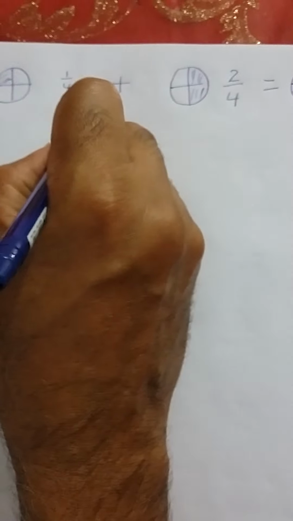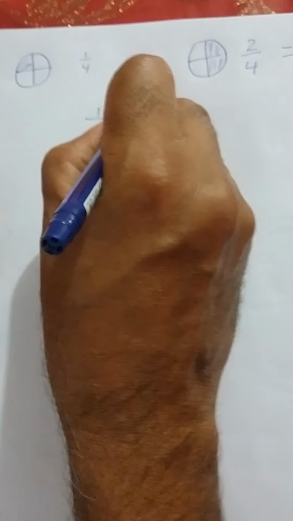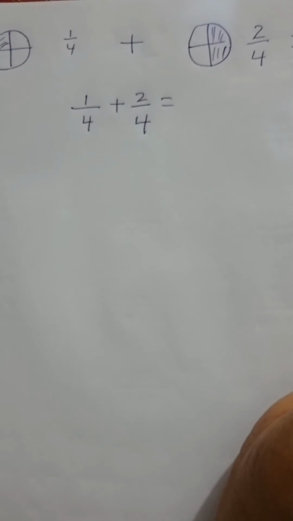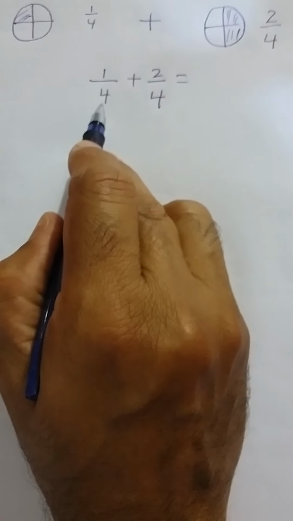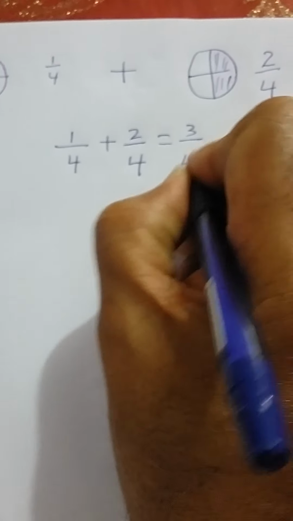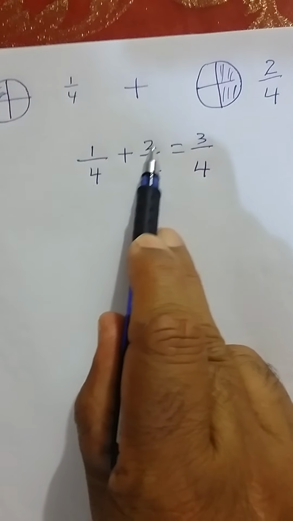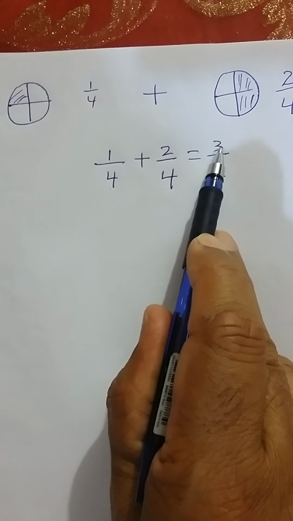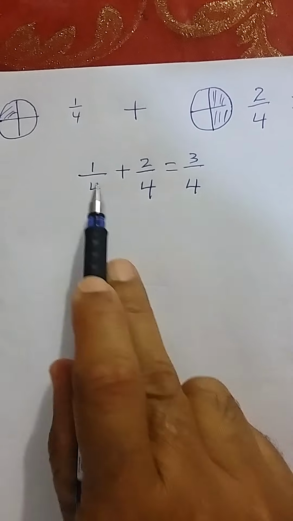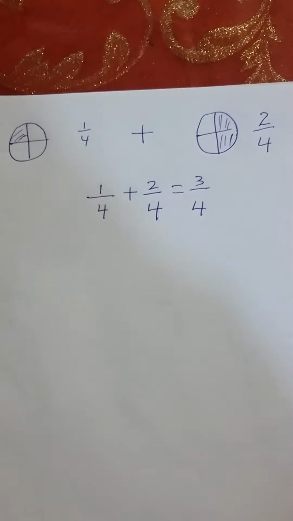Now let me only use numbers. 1/4 add 2/4 equals, it's just like saying one boy add two boys. We are adding quarters. So 1/4 add 2/4 would give us 3/4. Look at that. We added our numerators to get the numerator of the answer, but our denominators remained the same. So 1/4 add 2/4 would be 3/4.